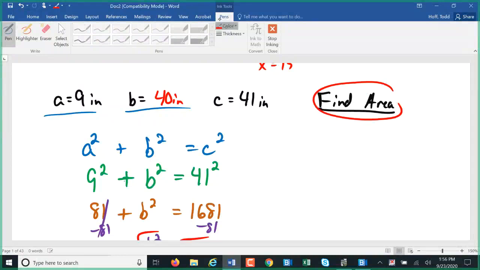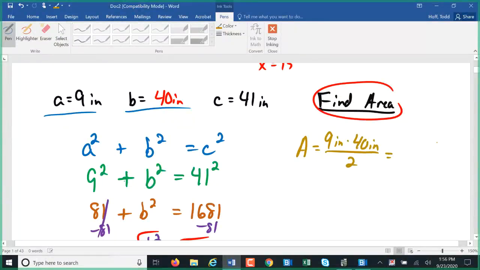Well, we'll still need to find the area. So that area is A of 9 inches times B of 40 inches divided by 2, 180 square inches.